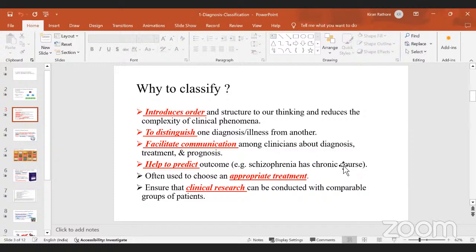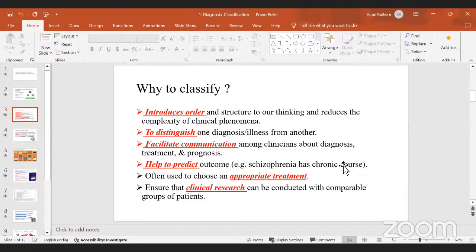For example, a person suffering from depression may have one episode or multiple episodes, but it can be episodic in nature. But schizophrenia will run a chronic course, sometimes a lifelong course. So it helps to predict outcome, and this classification system also helps us choose appropriate treatment, because it has a lot of research-backed information about which treatment will work and what the outcome is, and it ensures that clinical research can be conducted with comparable groups of patients.